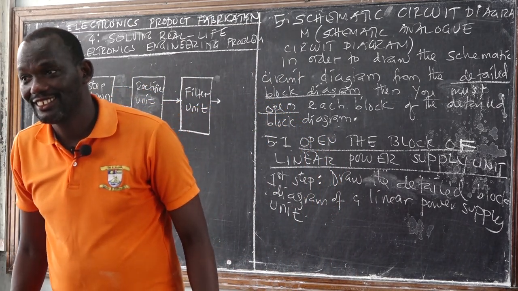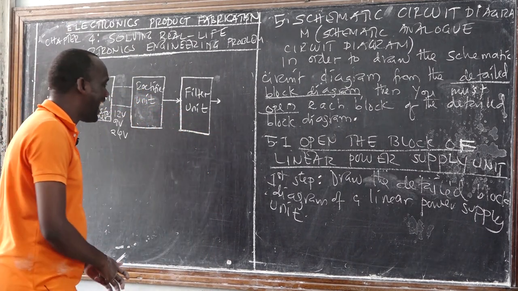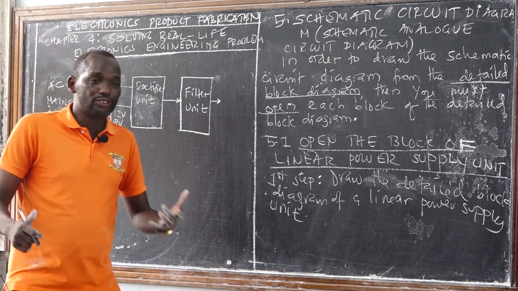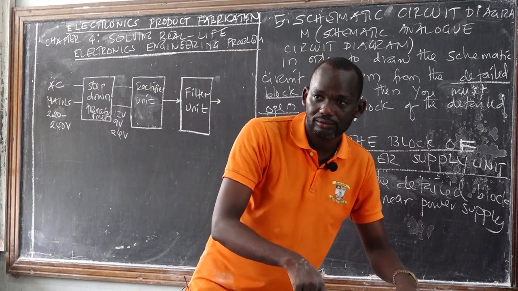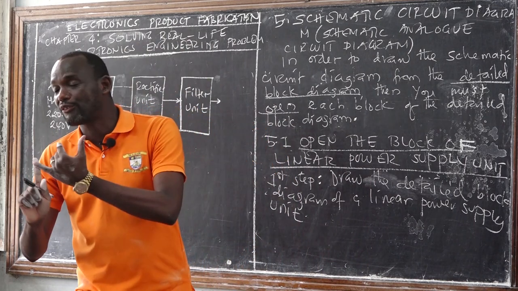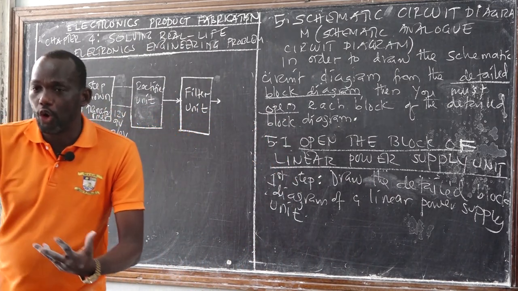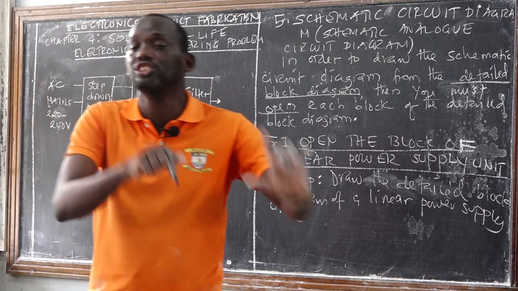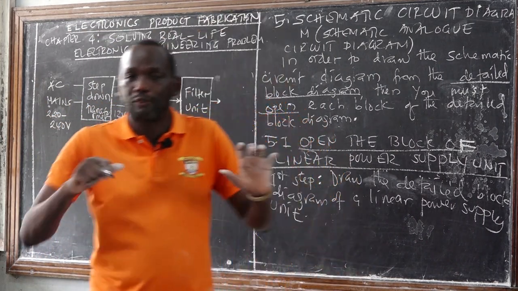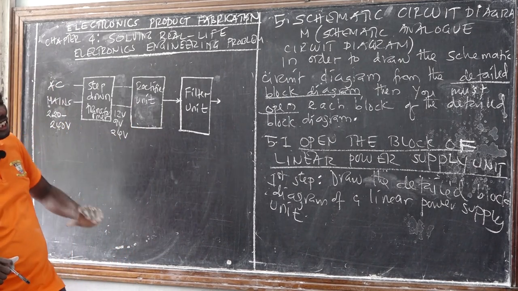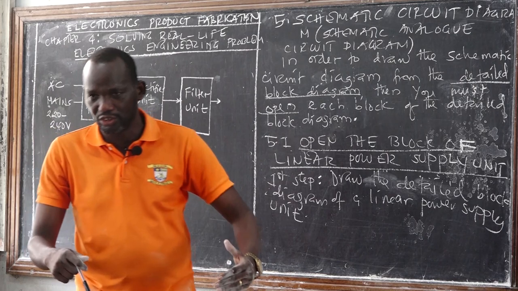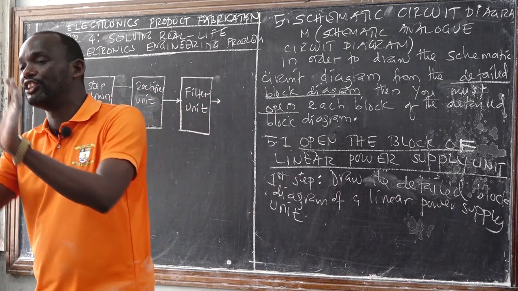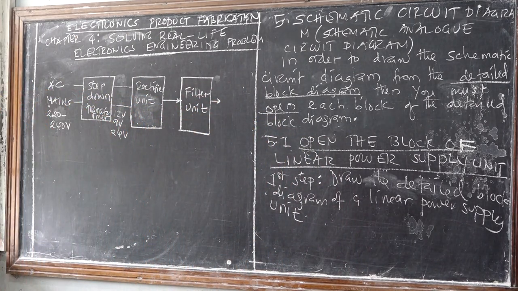Did you understand? No? Peter said no. Let me repeat. The function of the rectifier unit is to convert AC signal into DC signal. Whether half-wave, full-wave, or bridge rectifier, none of them is efficient enough to convert all the AC signal into DC signal. So the rectifier converts a certain percentage of the AC signal into DC, and its output contains a large amount of DC signal and some AC components.